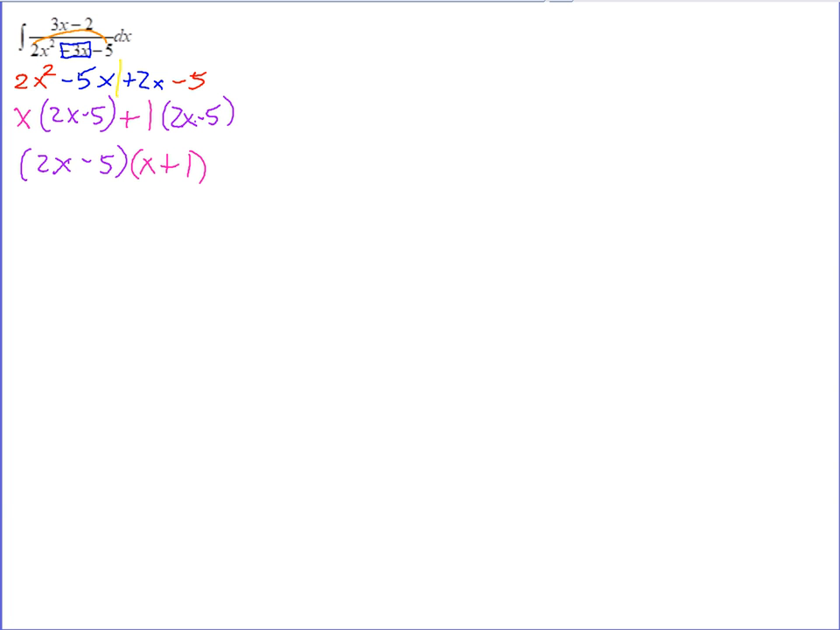So once you have that figured out, then off to the side here, we need to figure out what those partial fractions are going to be. So we'll start out with our 3x minus 2 divided by, we just factored it into 2x minus 5, x plus 1. And it doesn't matter which of these you put first on your denominator. Just put 2x minus 5 first.